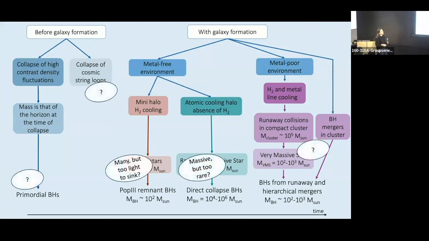So there are other scenarios, but I guess that puts the broad picture of the field. And then of course we have many questions regarding those mechanisms. The proper stars may be forming in many galaxies, but are they too light to actually sink toward the center of the galaxies and accrete efficiently? Massive seeds, sure, but are they too rare to explain that we have black holes in all galaxies in the local universe? Still ongoing research.